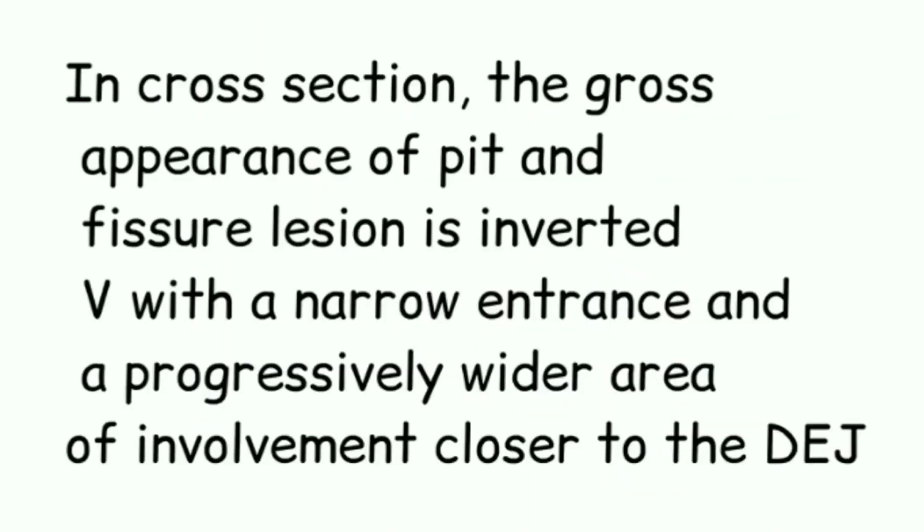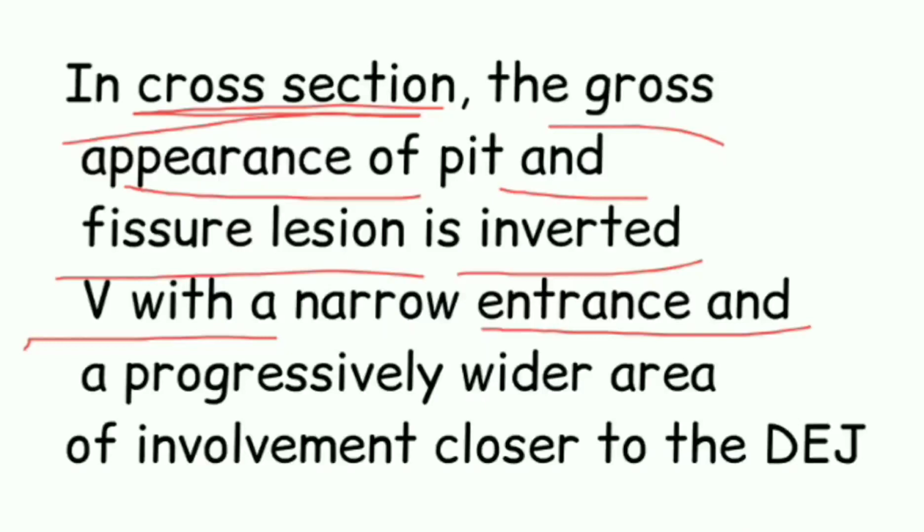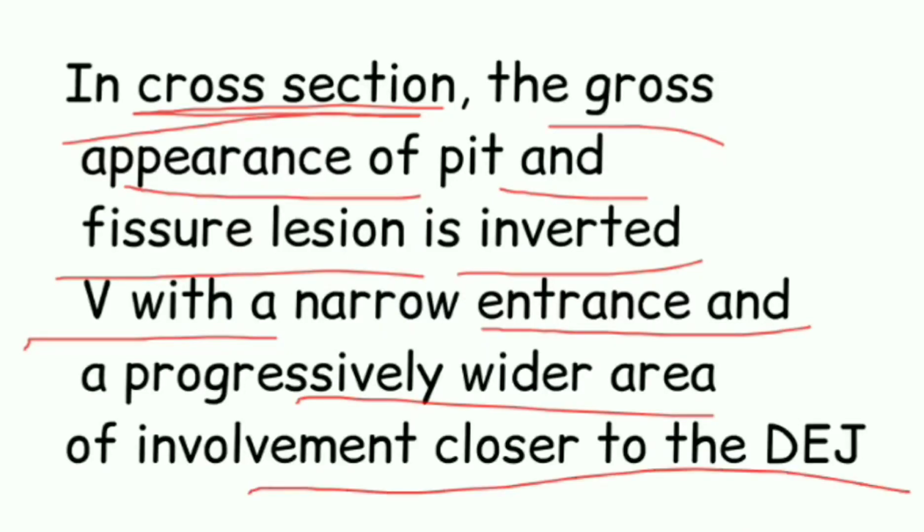Next, when we do a cross section, what will we see? The gross appearance of the pit and fissure lesion is an inverted V with a narrow entrance and a progressively wider area of involvement closer to the DEJ. So when we do a cross section of the tooth, the gross appearance of pit and fissure caries is an inverted V shape. V is like this, so an inverted V shaped lesion is seen, with progressively wider involvement closer to the DEJ. Let us see this in the picture.